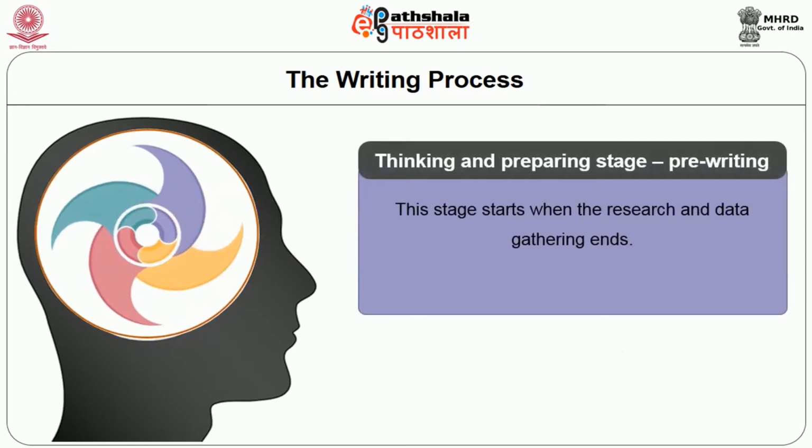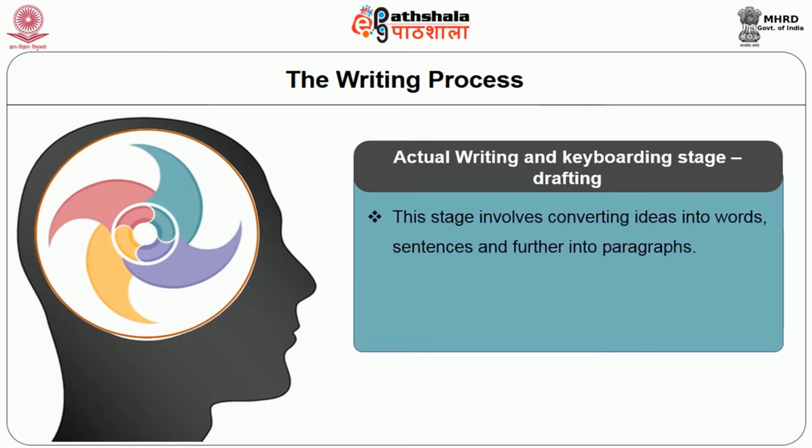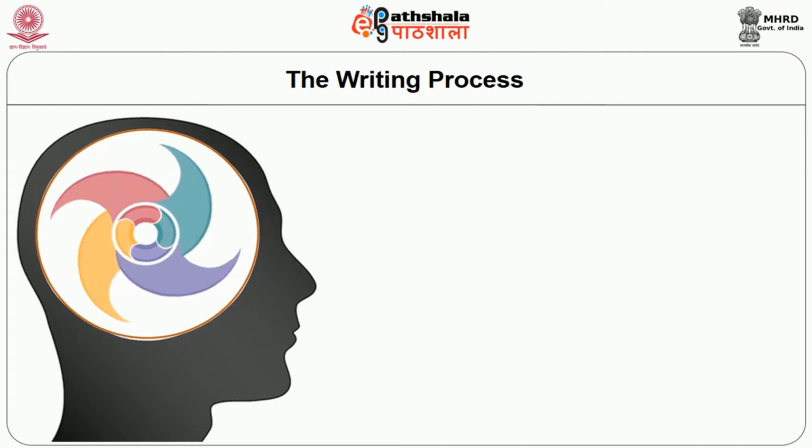There are essentially 4 stages in this process of actual writing. These are the thinking and preparing stage, which is pre-writing. This stage starts when the research and data gathering ends. Then the actual writing and keyboarding stage, which is drafting. This stage involves converting ideas into words, sentences, and further into paragraphs. This is the free writing stage where the sequence or order of the sections written is flexible.